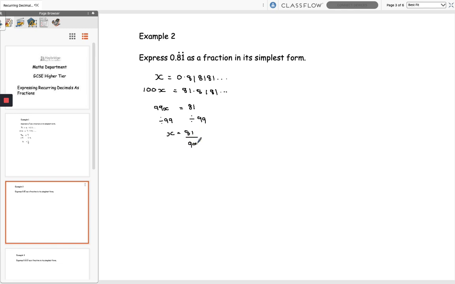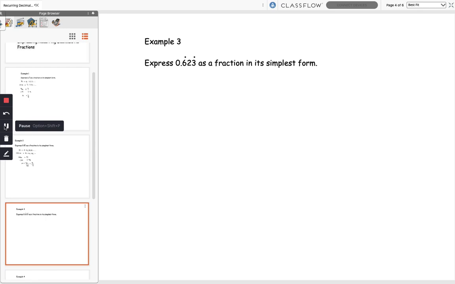Now, the question asks for the recurring decimal to be expressed as a fraction in its simplest form. And if I have a look at 81 and 99, I've got a common factor here. I can divide them both by 9. So 81 divided by 9 is 9, and 99 divided by 9 is 11. And I can't simplify that any further because 9 and 11 have no common factors. So 0.81 recurring as a fraction in its simplest form is 9 over 11.